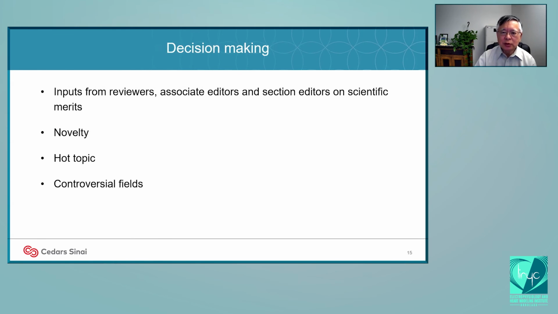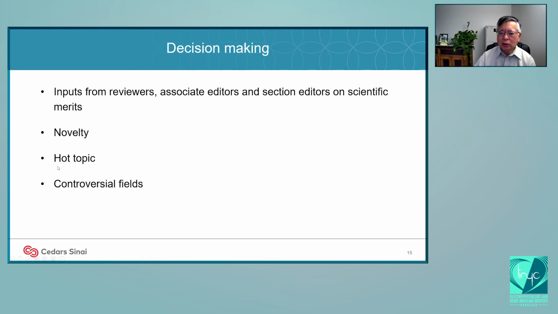So how do I make a decision? Well, the decision obviously takes input from reviewers. Then the paper is generally reviewed by the next layer of editors, associate editors and section editors, and they actually serve as a third reviewer, although those editors do not necessarily enter their opinions in the decision letter. And that comes to the editor-in-chief, then I generally follow their priority setting. For the paper, without saying, novelty is important. You want to find something new. Hot topics, for example, recently COVID.